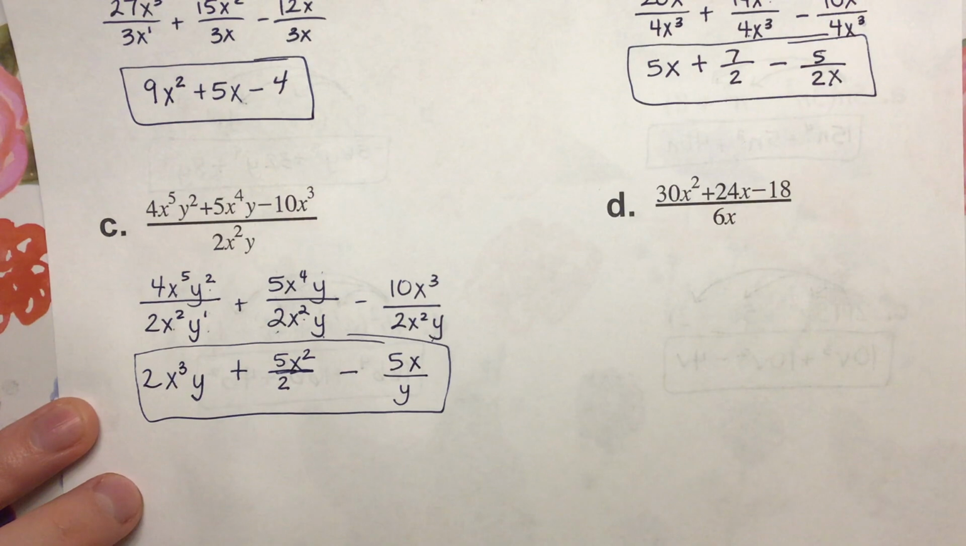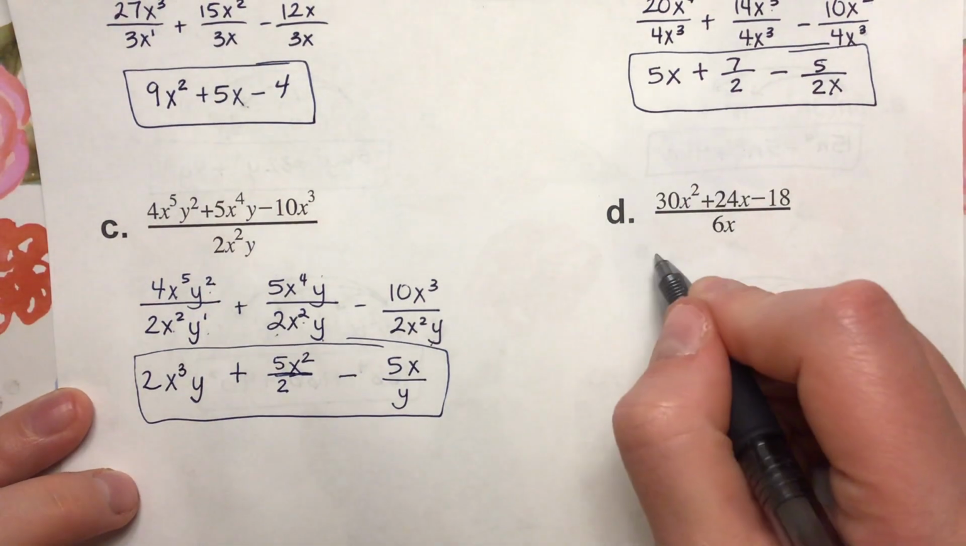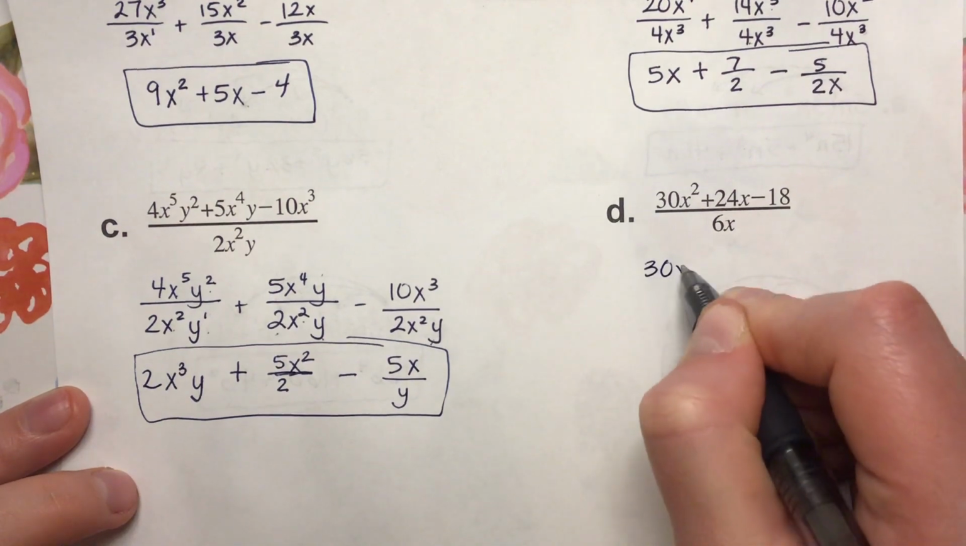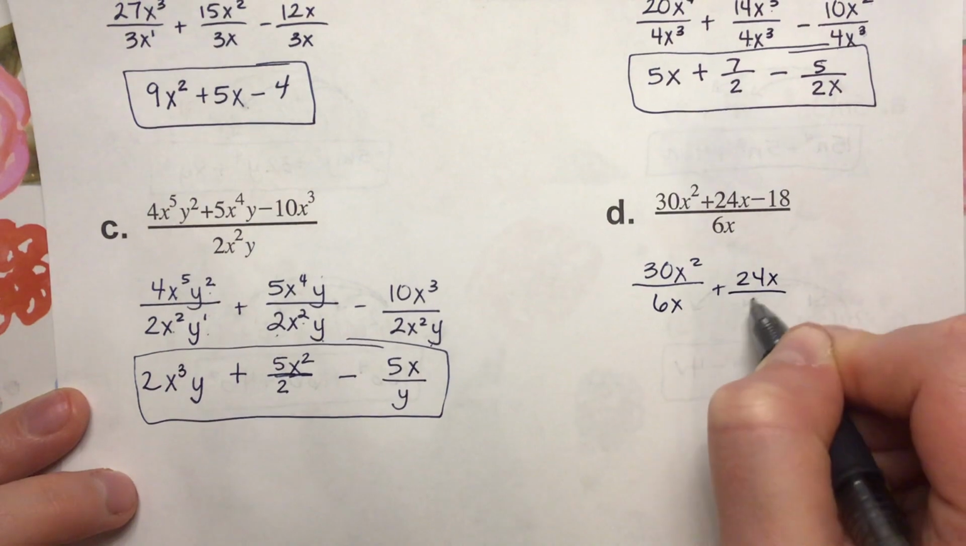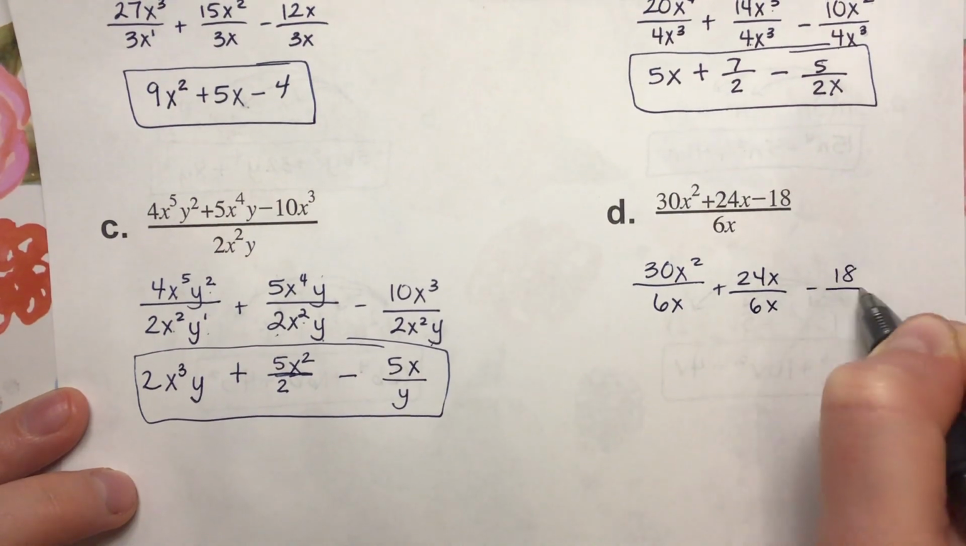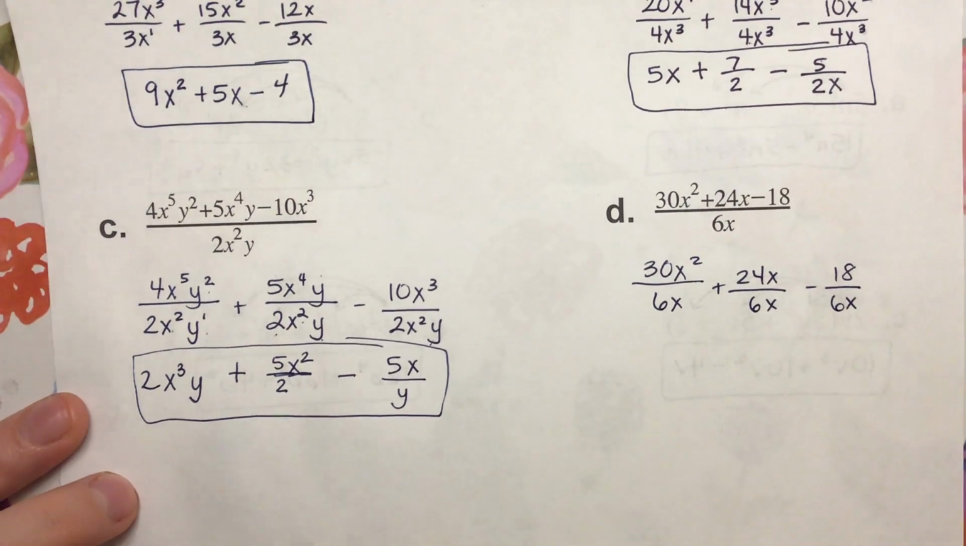We have one more example with example D. I have 30x squared plus 24x minus 18 divided by 6x. I strongly encourage you to go ahead and write this out as 3 individual division problems or 3 individual fractions. So I have 30x squared over 6x plus 24x over 6x minus 18 over 6x.